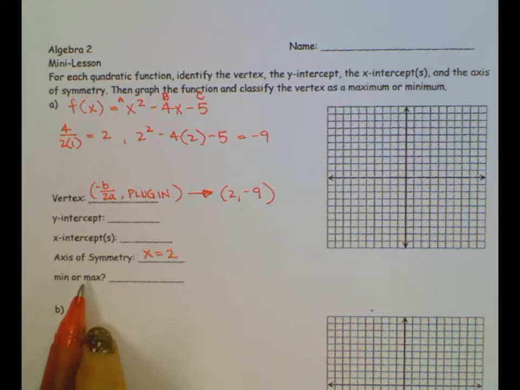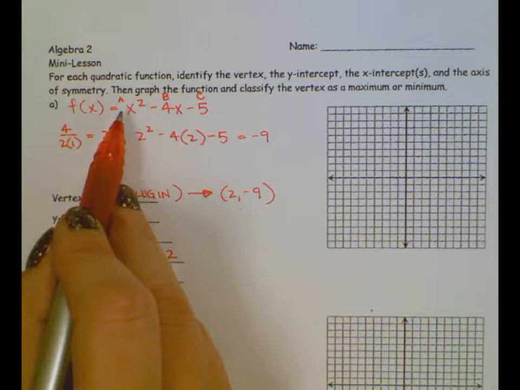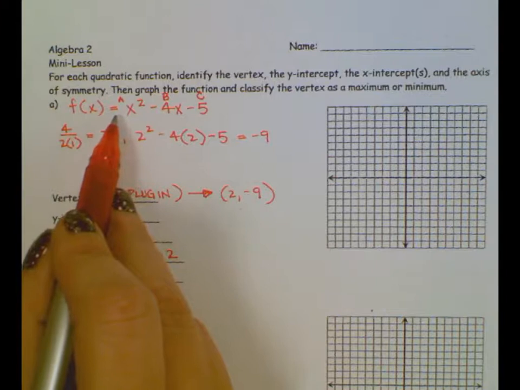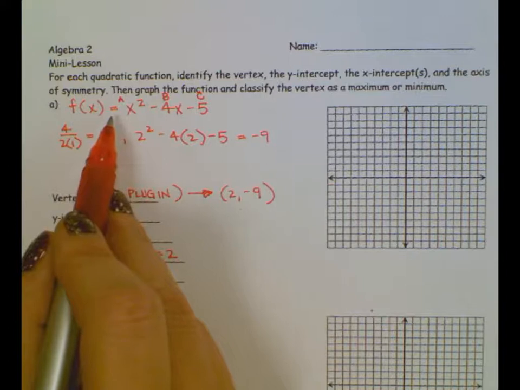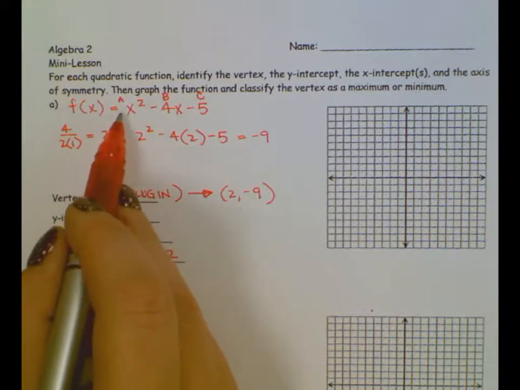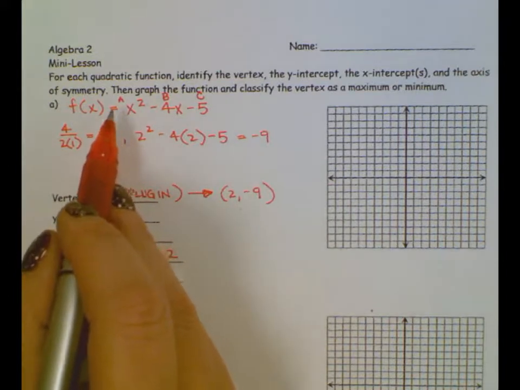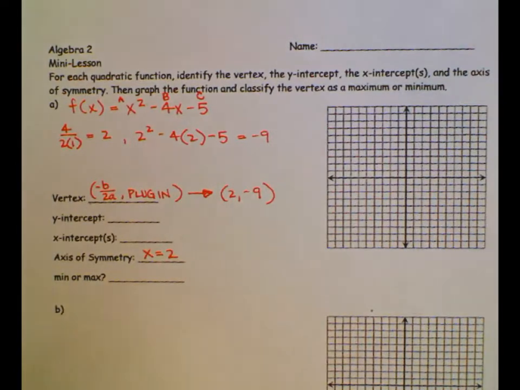Technically, without even graphing this, you should be able to tell me if it's a max or a min. See right here? If this x squared is positive, it's a max. If it's negative, it's a min. Did I just say that backwards? Hold on. Yes, I said that backwards. If this is positive, it's a min. And if it's negative, it's a max. But we'll wait and see because I don't want to mess you up.